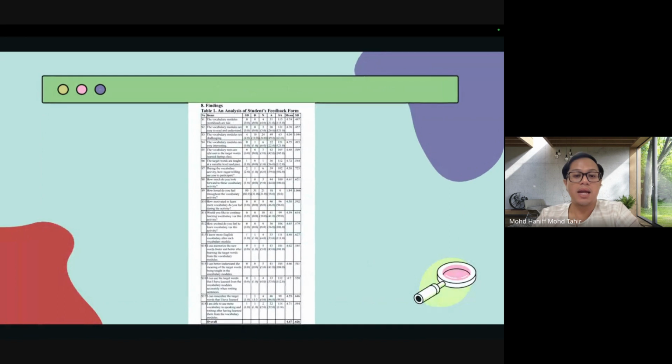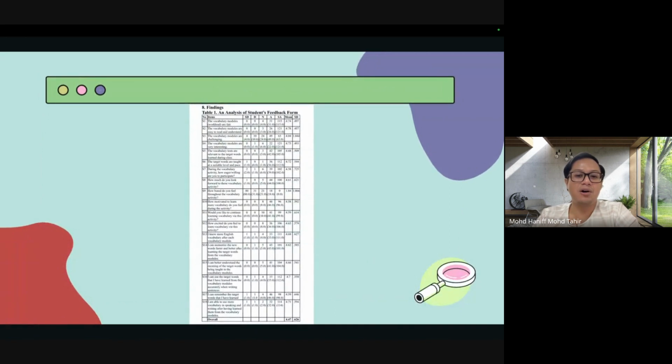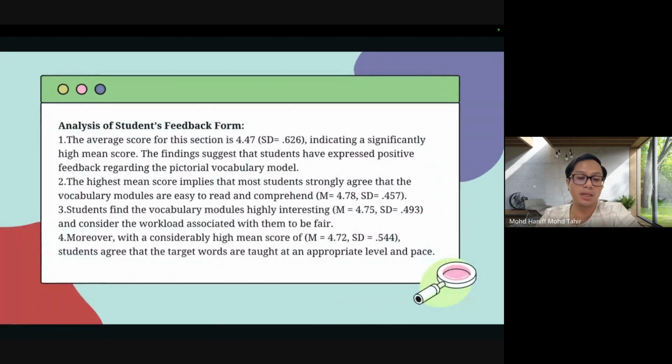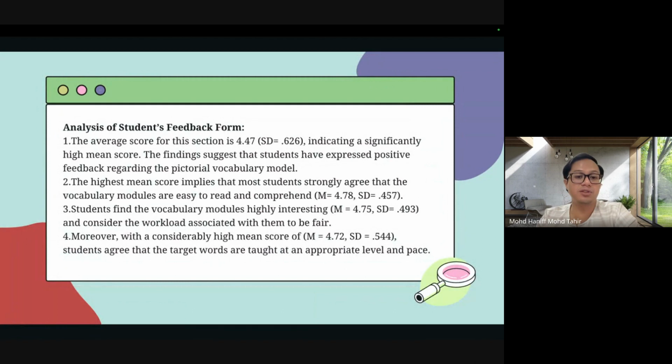Now, I am going to present the analysis of the students' feedback form. Based on the survey or questionnaire, the average score for this overall section is 4.47 with a standard deviation of 0.626, indicating a significantly high mean score. The findings suggest that students have expressed positive feedback regarding the pictorial vocabulary model, as they find that it has helped them to learn the target words effectively.